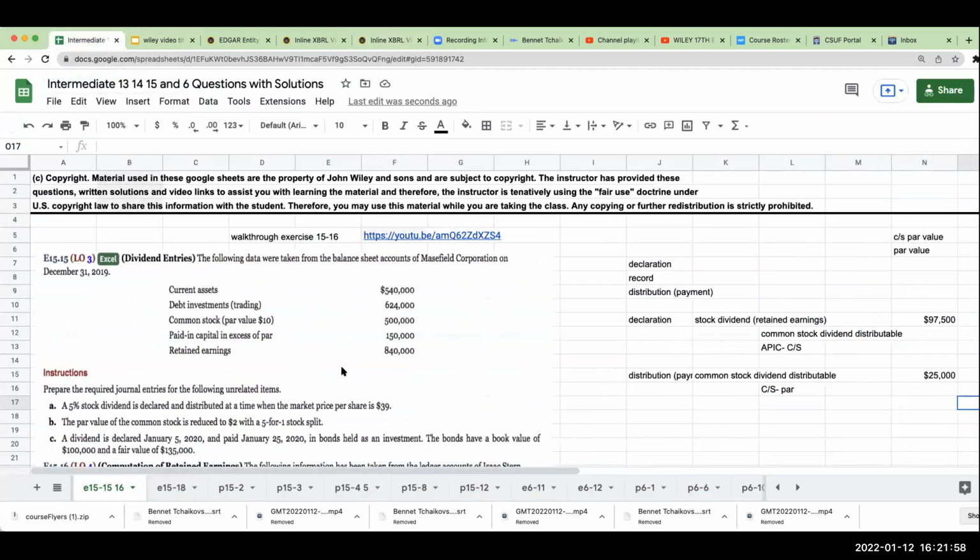Okay, so right over here, that's kind of what happens for the 5% stock dividend. That's how we would handle this. So these are all unrelated, right?